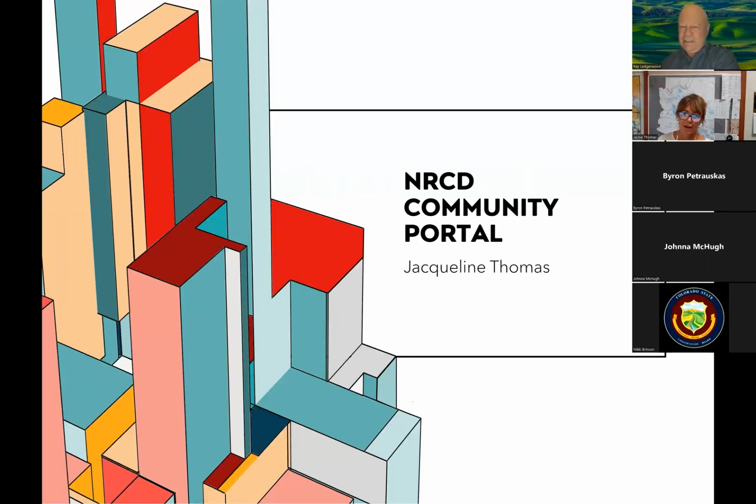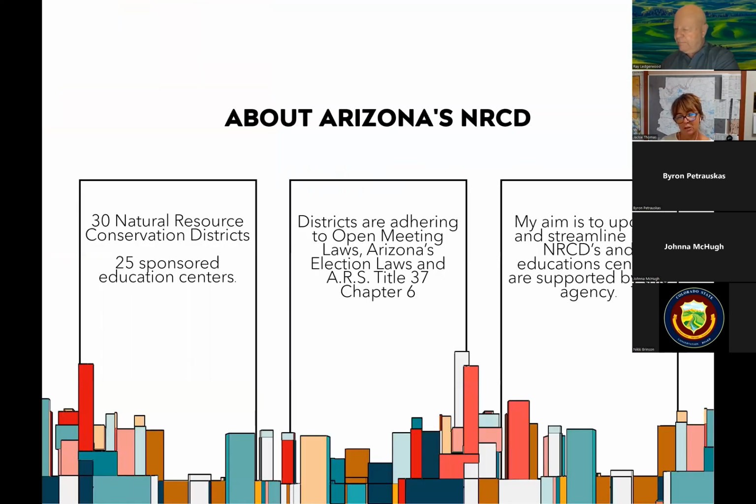I'm going to talk about how I manage the Arizona Conservation District. So I'm the program manager. And when I started this job, we had 30 conservation districts, 25 ed centers. They all adhere to the open meeting laws, the Arizona election laws, and ARS Title 37, Chapter 6. And within those statutes, it describes how elections are to be run and how reports are to be submitted.